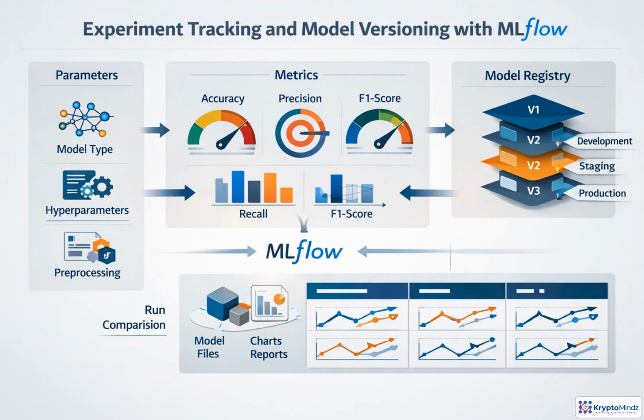Experiment tracking turns training from a one-off activity into a reproducible process. Each run records the choices you made, such as model type, hyperparameters, and preprocessing. It also logs performance metrics and stores artifacts like model files, charts, and reports. MLflow connects these pieces so teams can compare runs objectively. Once a candidate performs well, the model registry labels its version and stage, making it clear what is experimental, tested, or ready for production.